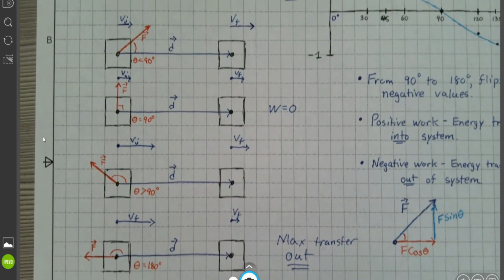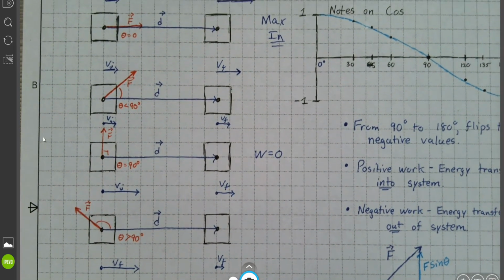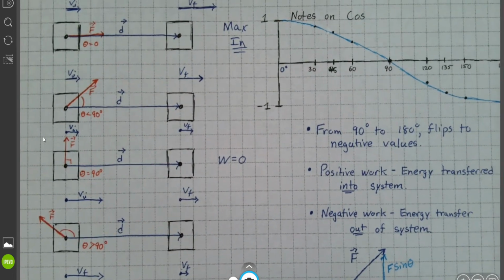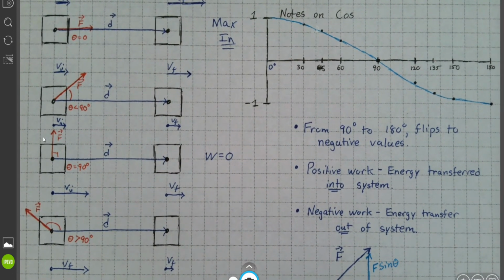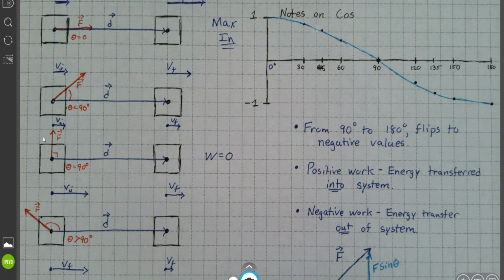Okay, so these are the situations that could happen from work, and this is a big breakdown of how F d cosine theta would actually work out in a scenario, in pretty much all scenarios.